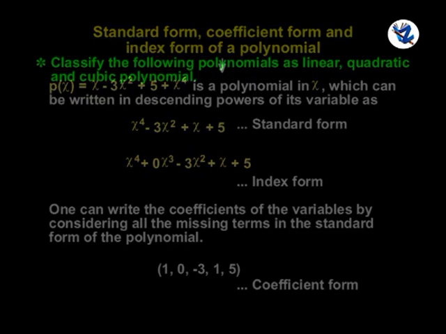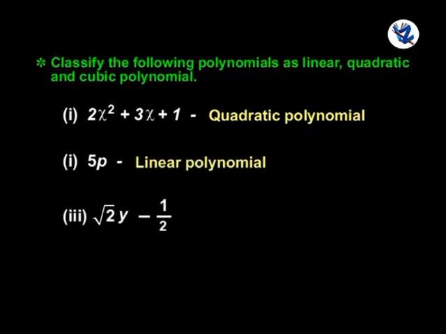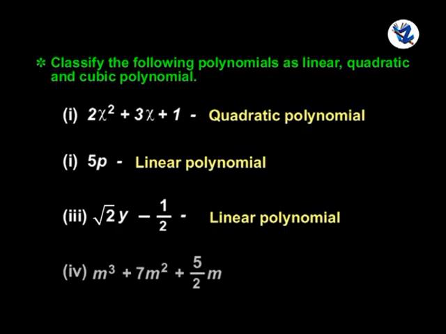The question is, classify the following polynomials as linear, quadratic and cubic polynomial. 2x square plus 3x plus 1, it is a quadratic polynomial. 5p, it is a linear polynomial. Root 2 y minus 1 upon 2, it is a linear polynomial. m raised to 3 plus 7m square plus 5 upon 2 m is a cubic polynomial.